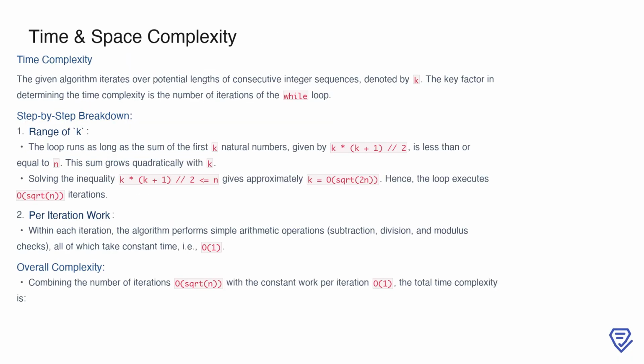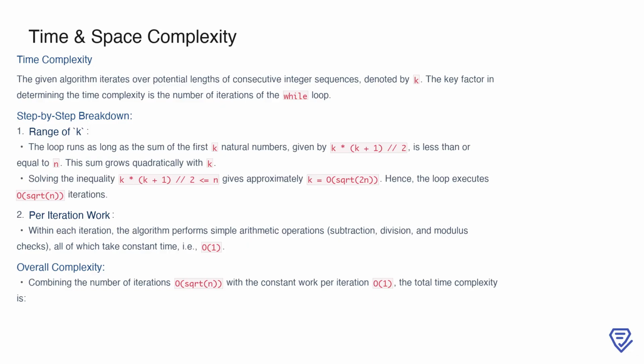To analyze the time complexity of this algorithm, we first consider how the loop iterates over potential lengths of consecutive integer sequences, represented by the variable k. The condition for the loop to continue is that the sum of the first k natural numbers, given by k * (k + 1) / 2, must be less than or equal to n. Since this sum grows quadratically with respect to k, solving the inequality k * (k + 1) / 2 equals n gives us approximately k equals O(sqrt(2n)). This means the loop executes in O(sqrt(n)) iterations.